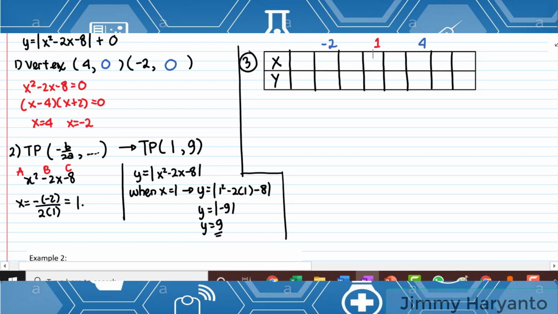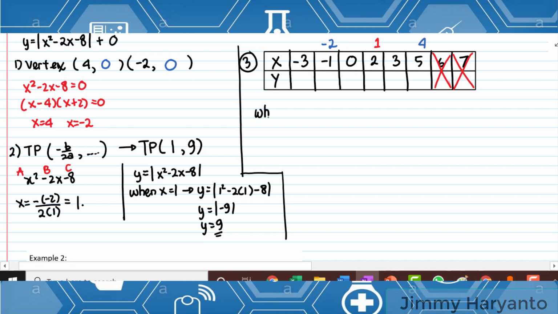We already have the vertices 4 and negative 2, and the turning point is 1, so we have to choose values of x around negative 2, 1 and 4. Maybe we will have 0, 1, 2, 3, 4, 5, 6, 7, and then negative 1 and negative 3. Negative 2 is already done, so we don't need it. Because this is quadratic, 6 and 7 are too large, so we take negative 3 to 5 only.